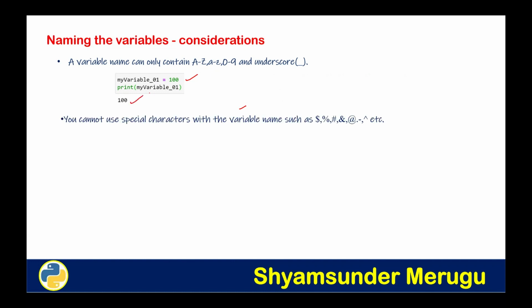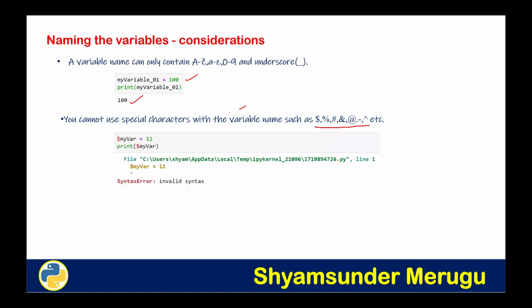You cannot use special characters in the variable name. These are the various special characters. If you use these special characters in the variable name at the beginning, immediately it will throw you an error. Here, dollar my variable is assigned 12. Then when we try to print that, immediately the error will be thrown. That error is a syntax error, because we are not following the rule, right? We did not follow the syntax, so it throws the syntax error. So this is not possible in naming variables.